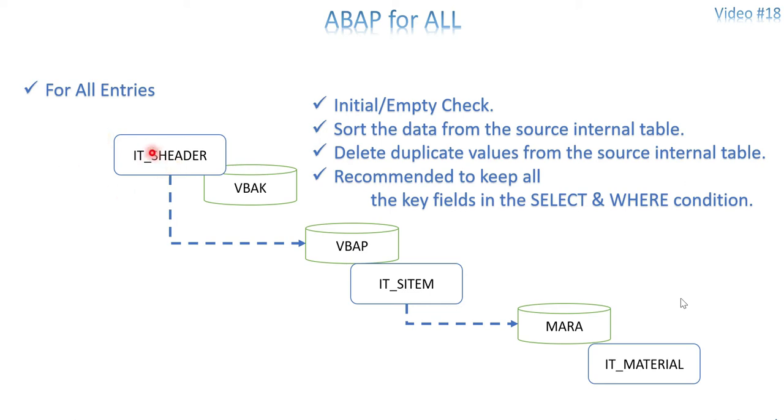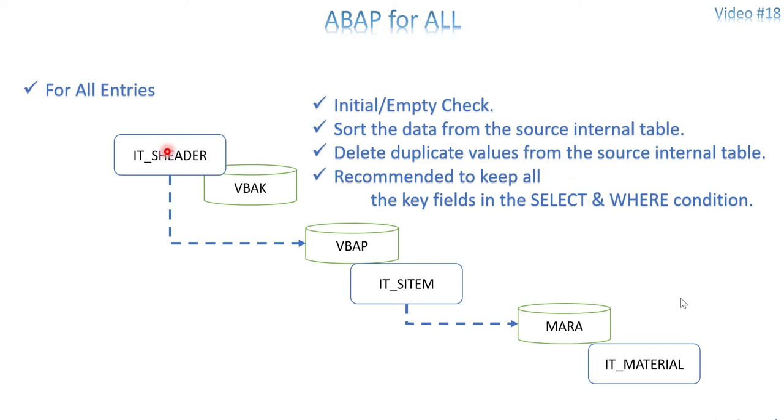You have to sort it based on the condition you are using, that particular field to be sorted. For example, here, based on the VBELN, I'm going to take the data from the VBAP table. So you have to sort your source internal table based on your sales order number, and delete duplicate values. So that is also very important.